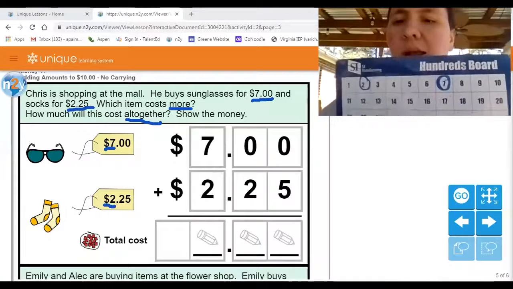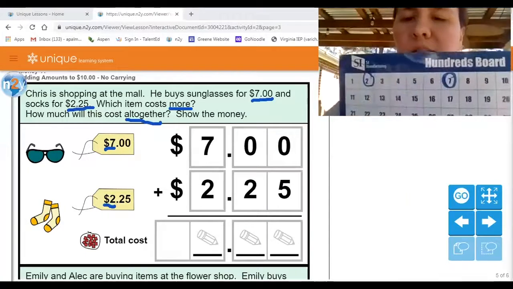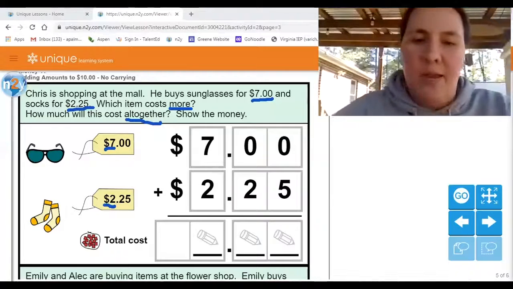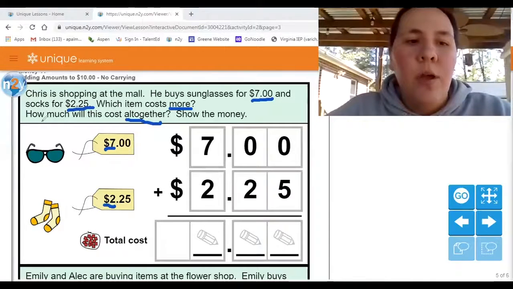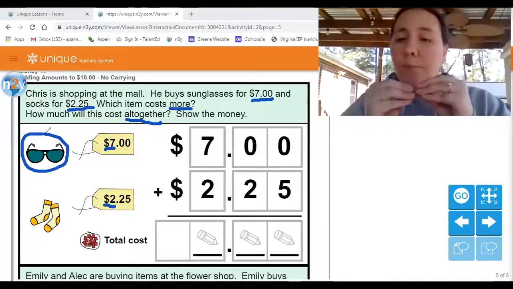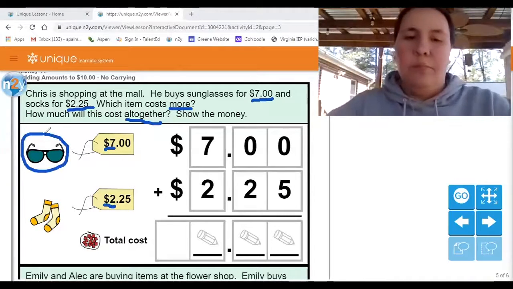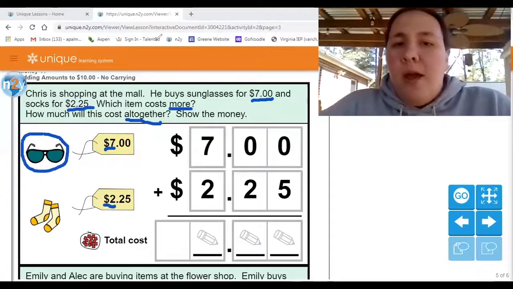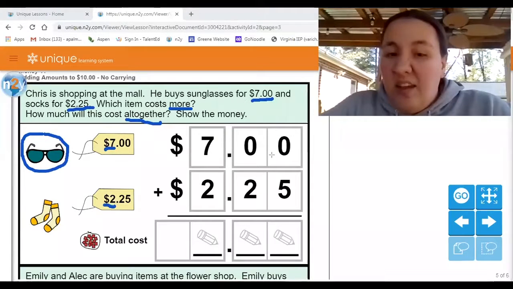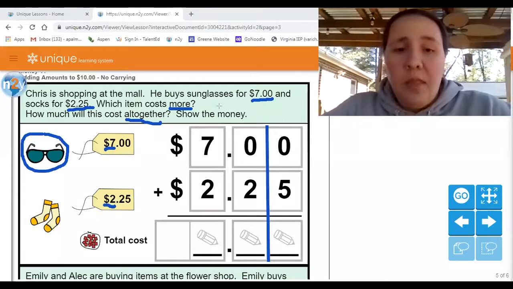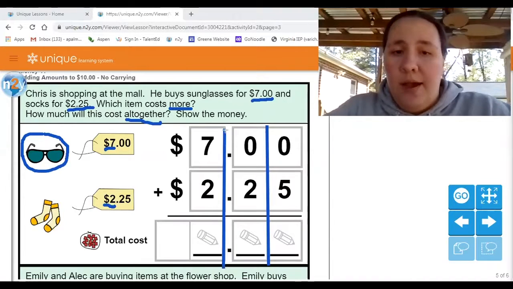Very good, the 7, right? I have to go more boxes to get to the 7. So 7 is my biggest number. I'm going to circle my sunglasses because those cost more. Remember, more means the bigger number, okay? So now what I want to do is put my lines in so I do not mix up any of my place values. I don't want them to get confused together, okay?